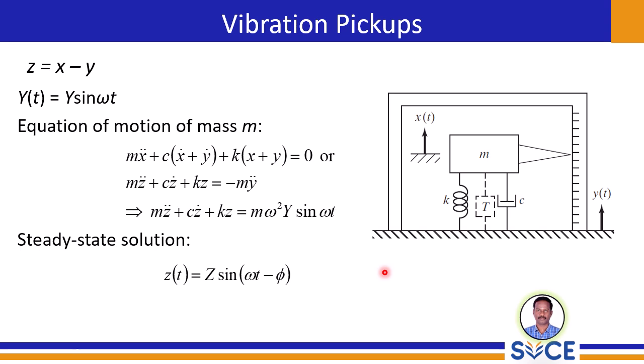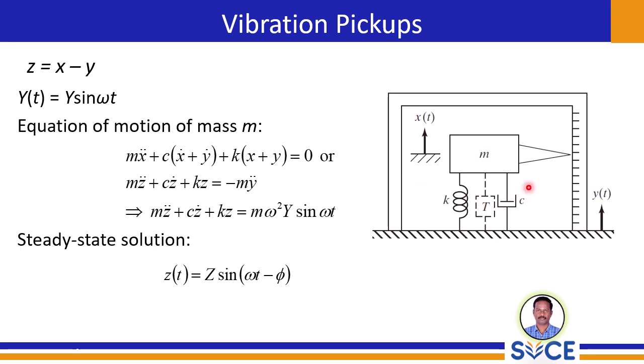As we established, the relative displacement between the suspended mass and cage, z, is our key variable. Now consider a scenario where the vibration we are trying to measure, that is y of t, is in the form of harmonic motion. So we represent this as y sin omega t, where Y is the amplitude of the vibration and omega is the angular frequency. To understand how the relative displacement z behaves in response to this input vibration, we need to look at the equation of motion for the suspended mass M.